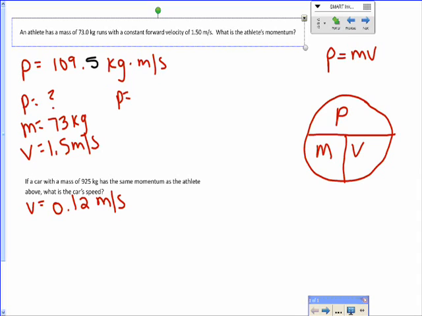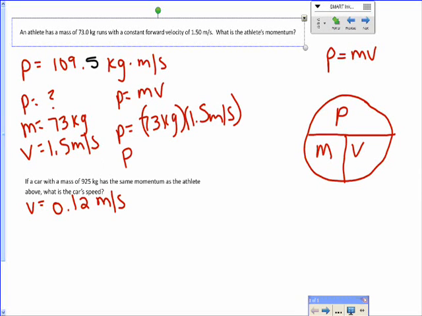Now we write our formula in letters, P equals M times V, then we fill it in with numbers, 73 kilograms times 1.5 meters per second, and that then equals, once you multiply them together, 109.5 kilogram meters per second. Okay, now let's look at problem number 2.